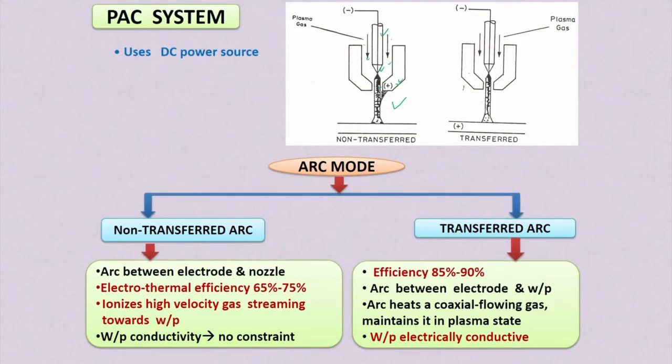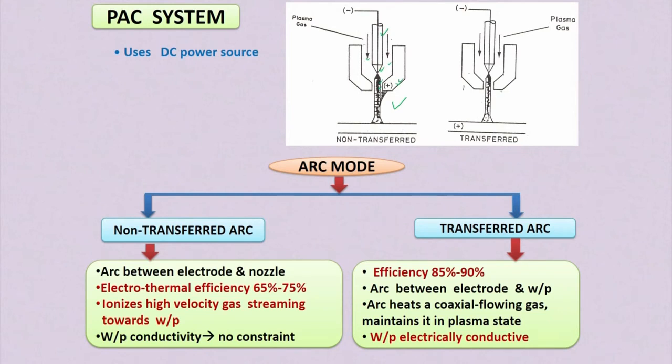The high velocity gas streaming towards the workpiece is ionized when it passes between the cathode or electrode and the nozzle. So the high velocity plasma jet is ionized here. The workpiece conductivity is not a constraint, so any kind of workpiece material, whether electrically conducting or non-conducting, can be cut by this non-transfer mode of plasma arc cutting operation.